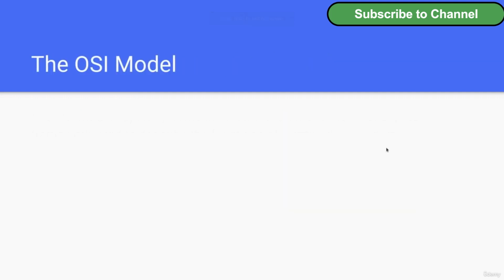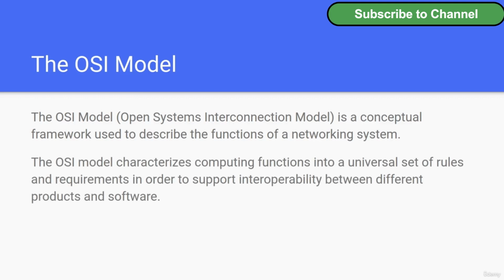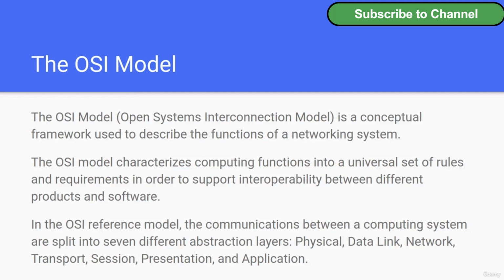The OSI model, which stands for Open Systems Interconnection model, is a conceptual framework used to describe the functions of a networking system. The OSI model characterizes computing functions into a universal set of rules and requirements in order to support interoperability between different products and software. In the OSI reference model, the communications of a computing system are split into seven different abstraction layers: physical, data link, network, transport, session, presentation, and application.